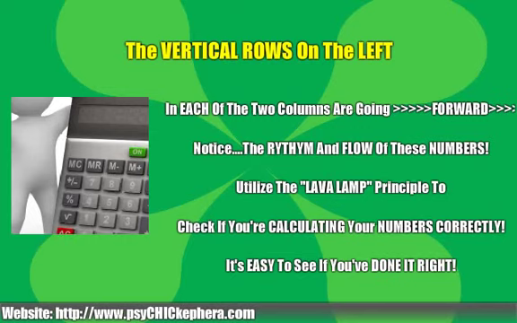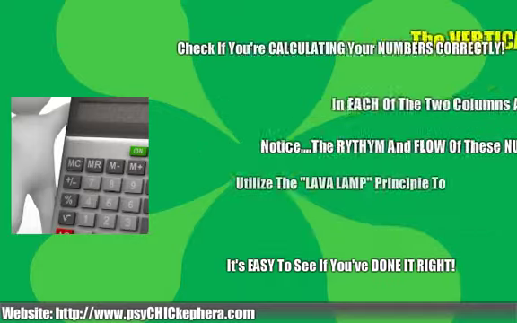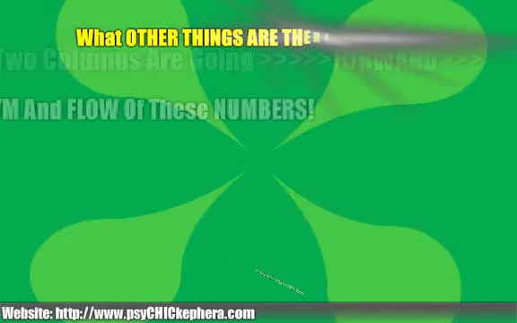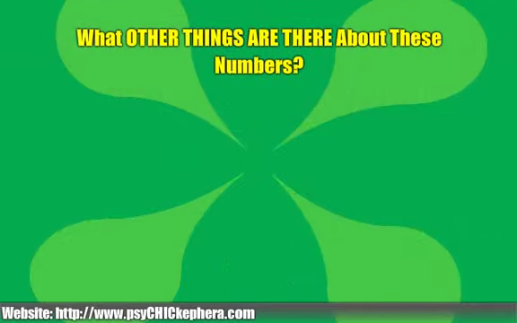This is also a quick way of checking to see if you have followed the steps correctly. If you see this forward and backward flow with your numbers, then you are most likely doing everything right. What other things are there about these numbers? Well, since you had to ask, they all add up to 4. Isn't this Mary's root number?